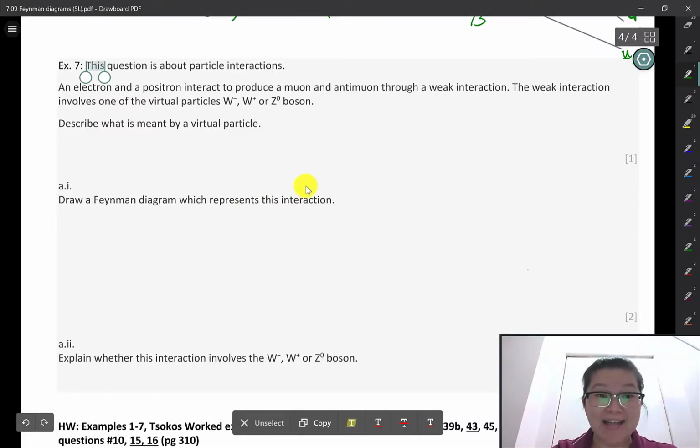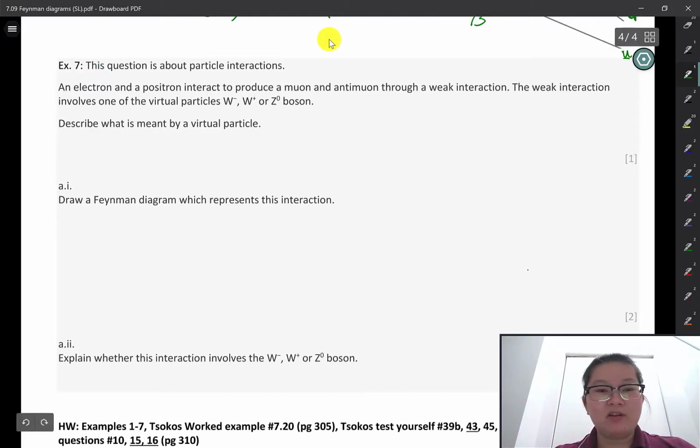This is the last video in the Feynman diagram question series, example 7, and I believe also taken from an IB question. So let's begin. This question is about particle interactions. An electron and positron interact to produce a muon and anti-muon through a weak interaction. The weak interaction involves one of the virtual particles, W plus, W minus, and a Z0 boson.